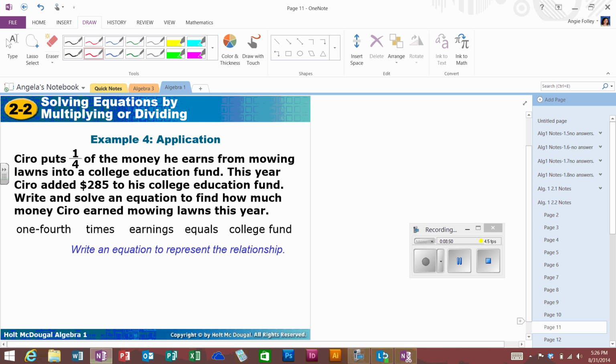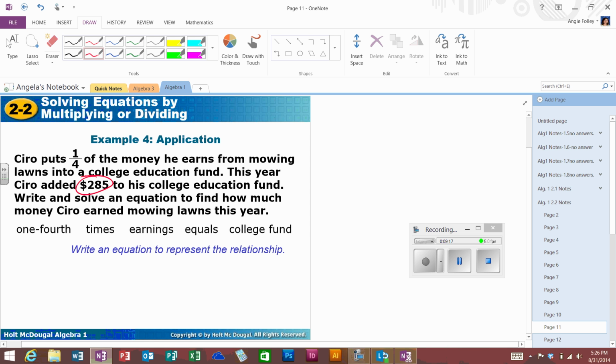Okay, lovely word problems that I know you all love. All right, so they're going to put 1/4 of their money that they earn from mowing lawns into a college fund. So this year he's going to put $284 into his college fund. So basically think about that you mowed lawns all summer, you made money from it, and you put 1/4 of it into your college savings account, your college education fund.